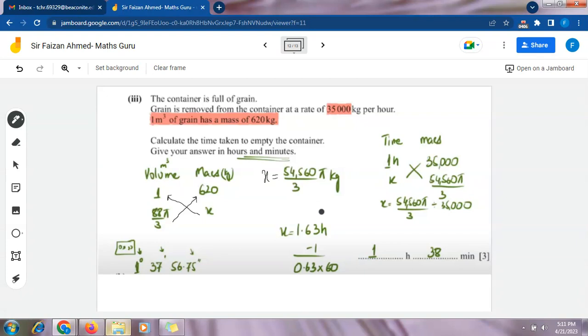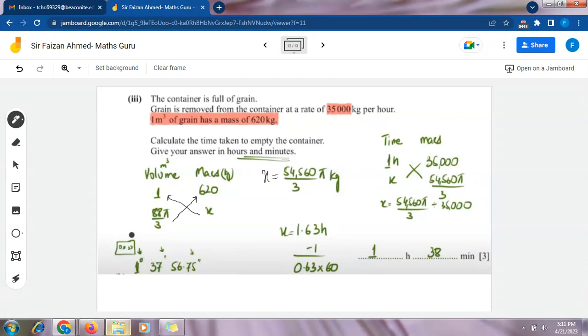Since we are required to give our answer in hours and minutes, we know that there is one complete hour. So we will write 1 in the column of hour, and now we have to convert this 0.63 hours into minutes. We will multiply 0.63 by 60, since we have to convert it into minutes. So 0.63 multiplied by 60 will give us 38. So 1 hour 38 minutes will be required to empty this much mass of grain in our container.